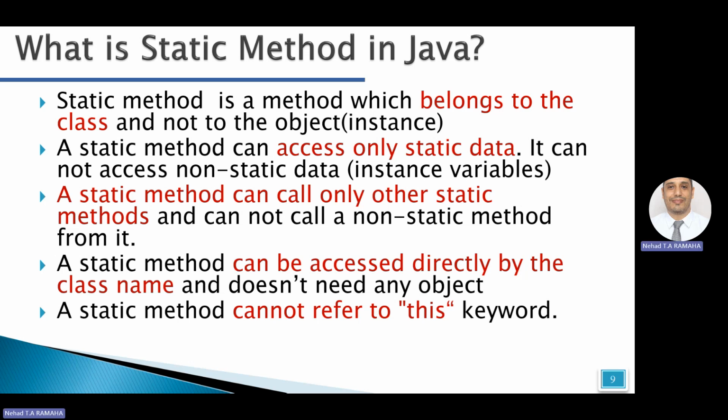So a static method also can access only static data directly. Means without using the object, only static data. But non-static data cannot be accessed directly without object. Also, static method cannot call non-static method, or a static method can only call other static method. Like what? Here.